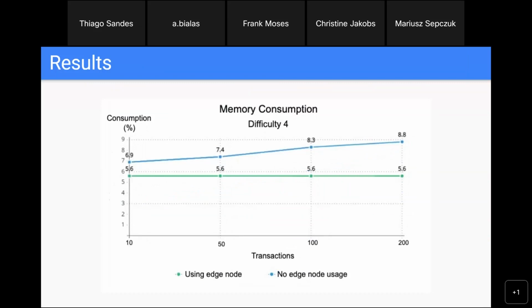Something similar happens with memory consumption. In the percentage consumption by number of transactions graph, RAM consumption is highest without using edge nodes and lowest when using edge computing.